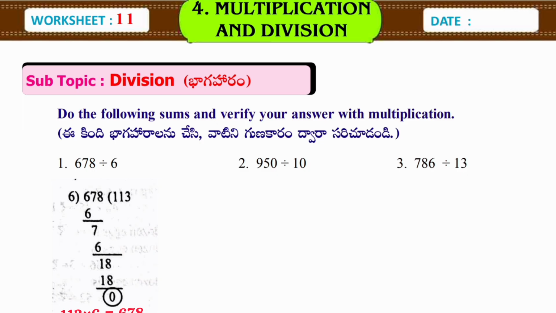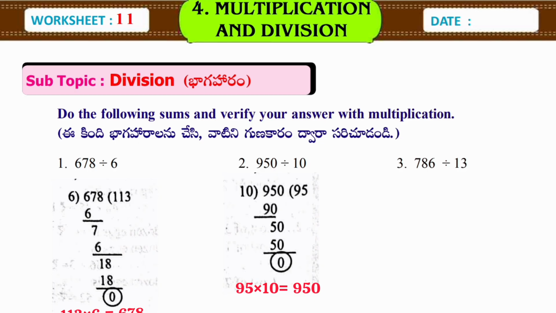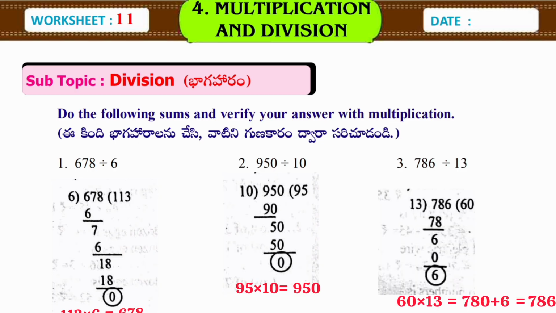Okay, let's see the second one. 950 divided by 10. So if you do the division you will get the answer 95. Now you have to verify your answer. So 95 multiplied by 10 equal to 950. So your answer is correct. Okay, like that, check out the answers for the given sums, then you have to verify your answer by multiplication.